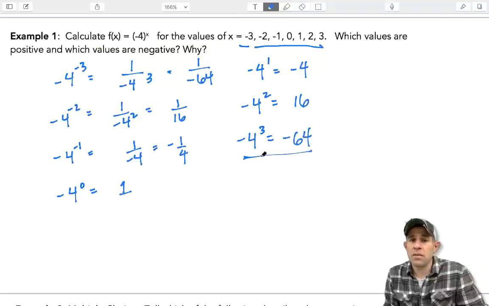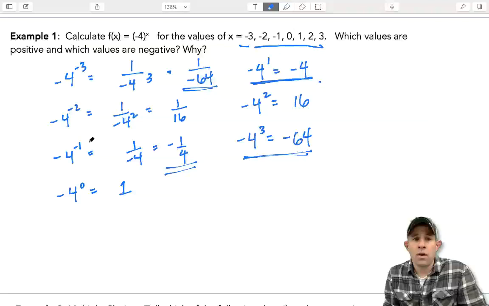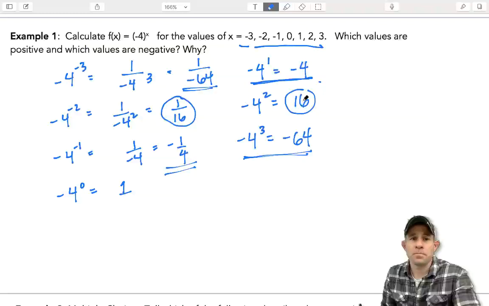So the pattern that you're seeing is that only when our powers are odd do we get a result that is negative as well. When our powers are even, we end up with positive values.